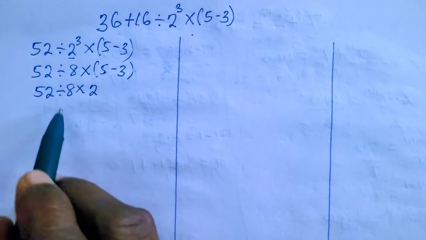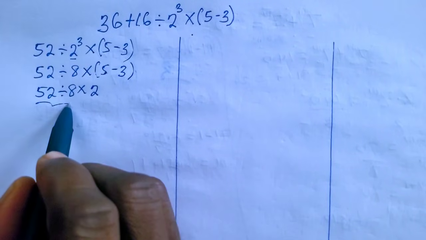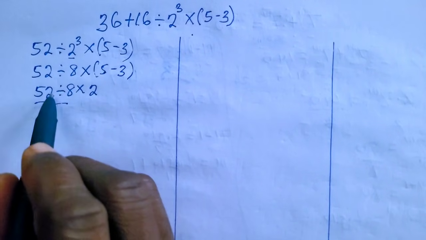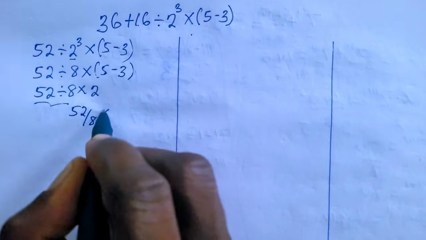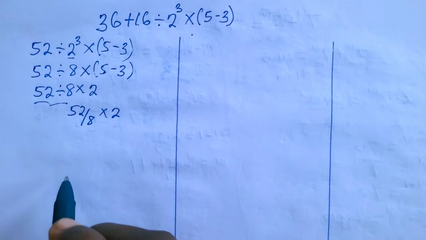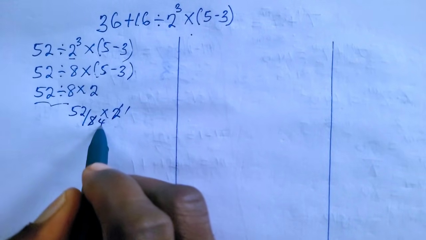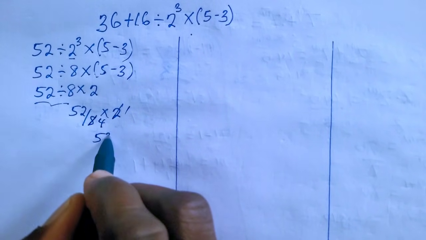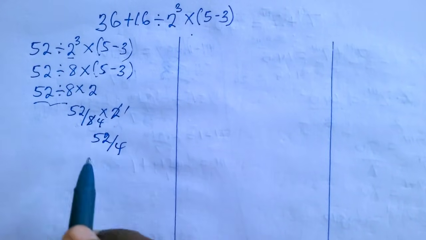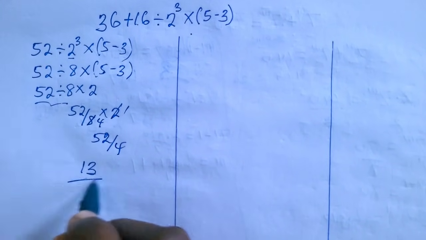And at this point, consider division right here. This expression can also be expressed as 52 all over 8 multiplied by 2. And at this point, 2 divides into 8 to give 4. Then the expression becomes 52 all over 4. Then 52 divided by 4 gives 13.